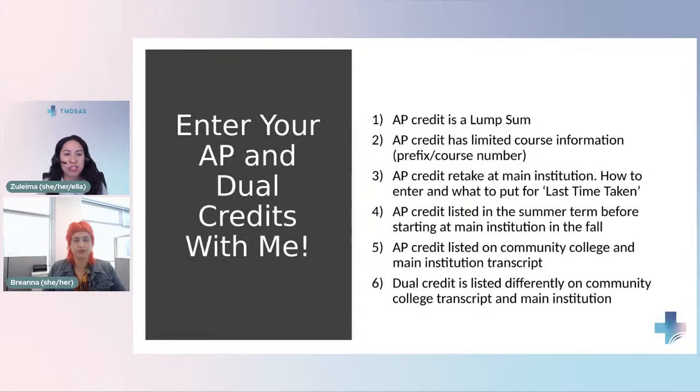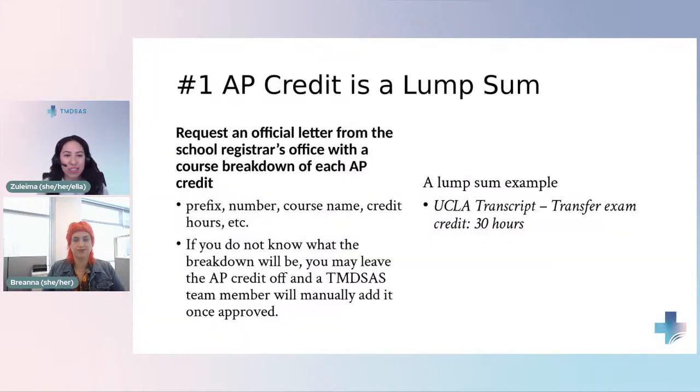And then we'll also touch base on dual credit. In this case, dual credit is listed differently on your community college transcript and on the main institution. So we'll go ahead and get started. Number one is AP credit listed as a lump sum.